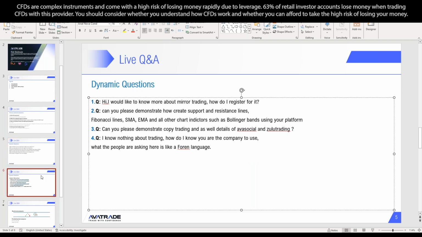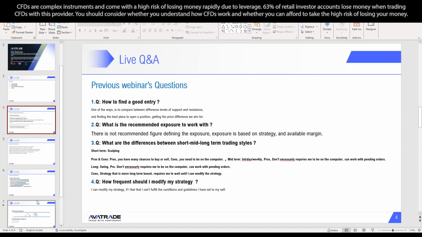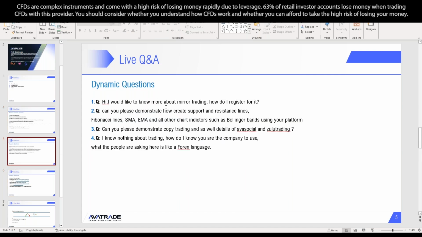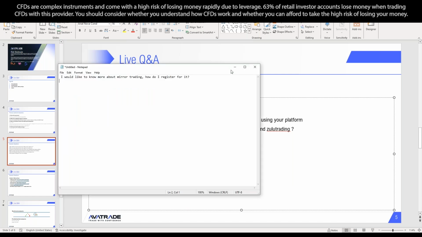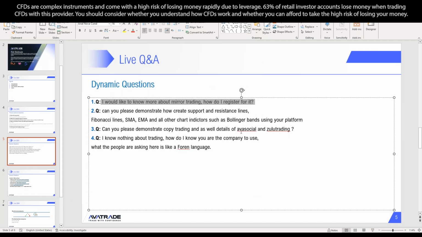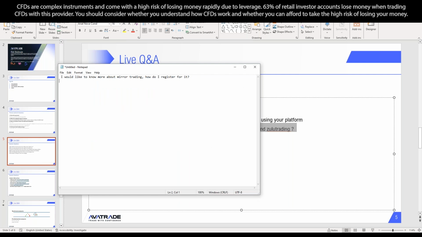Okay, so we are done with that, right? How would you like to know more about mirror trading? Okay, so how do you register to it? Let's, if you don't mind, get rid of that. Let's see what that means exactly. Do we have another question here regarding, let's go with that. Okay. Right. Copy trading.